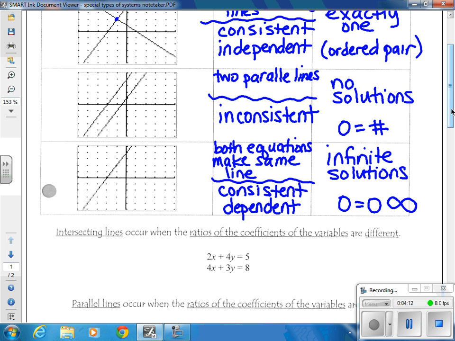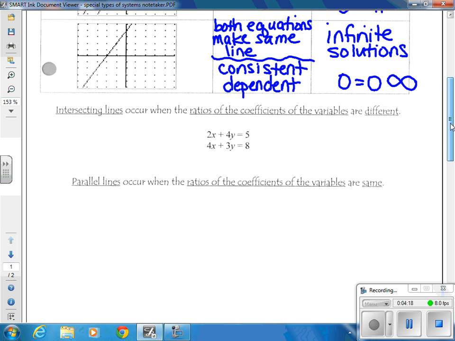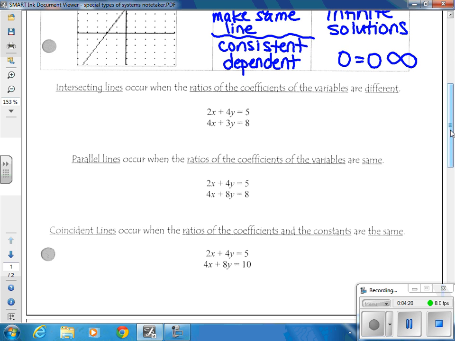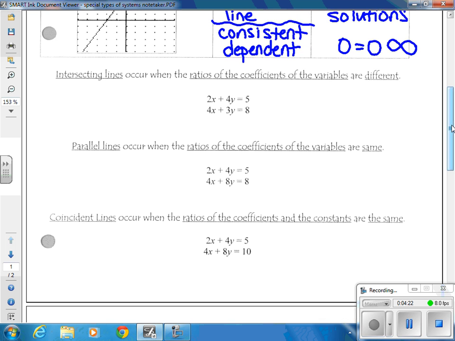So that's an easy way for you to remember which one's which. All right, now there's two methods for determining how many solutions you have. The first one is by ratios. And I'll be honest, I never was taught this way.